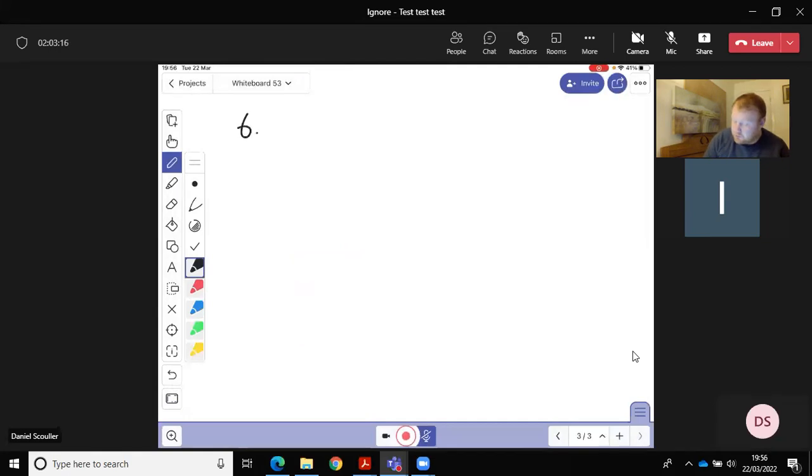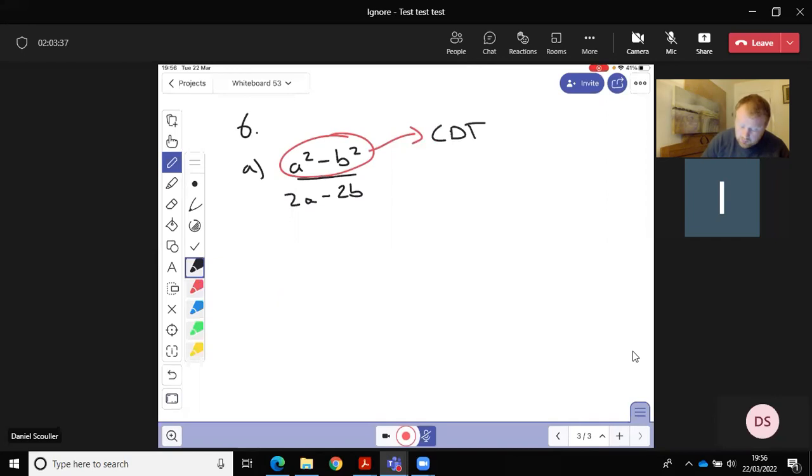The first two questions, A and B, you need to factorise first, both the top and the bottom, and then cancel out. So you need to factorise this, do CDT, and likewise you need to factorise this, do CDT.